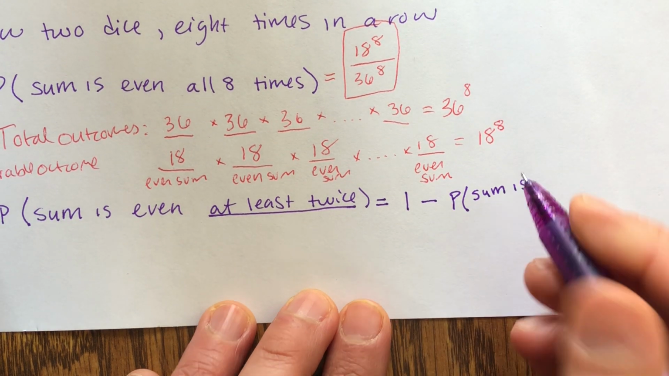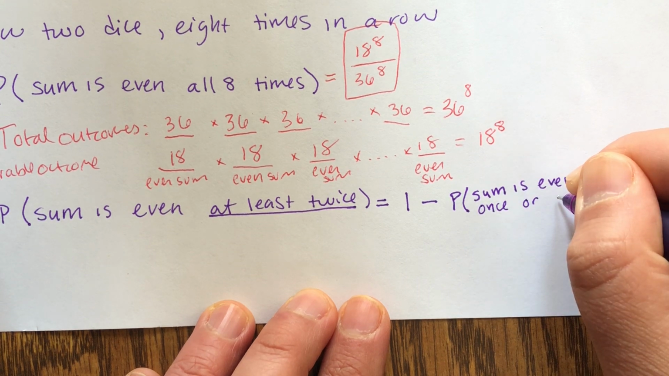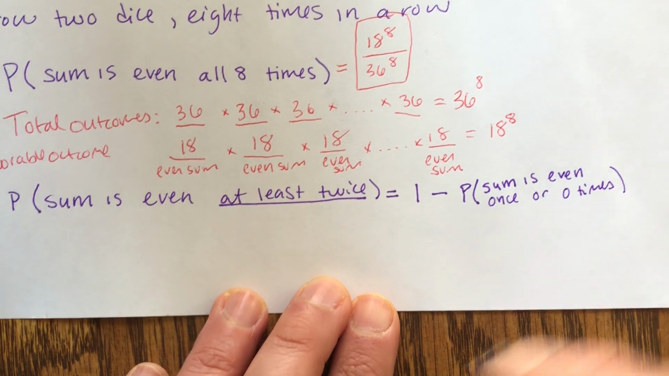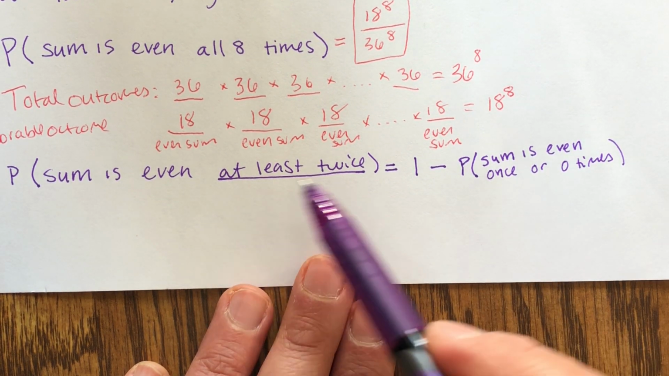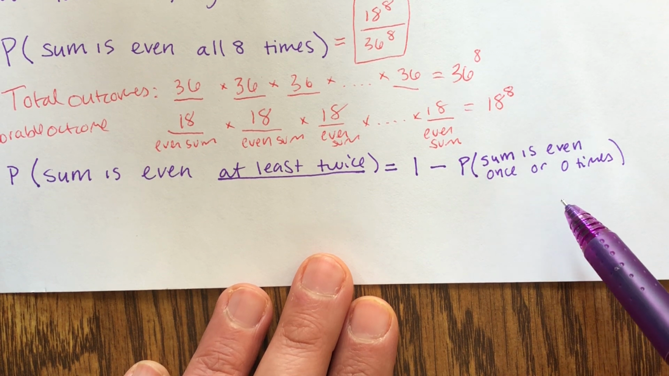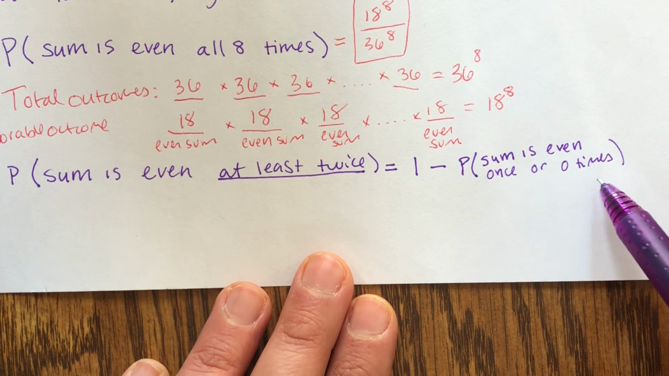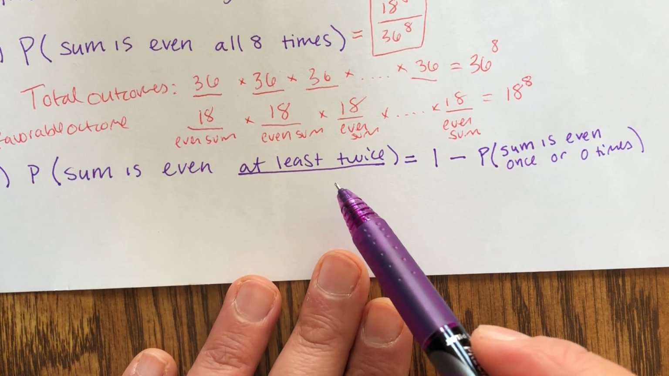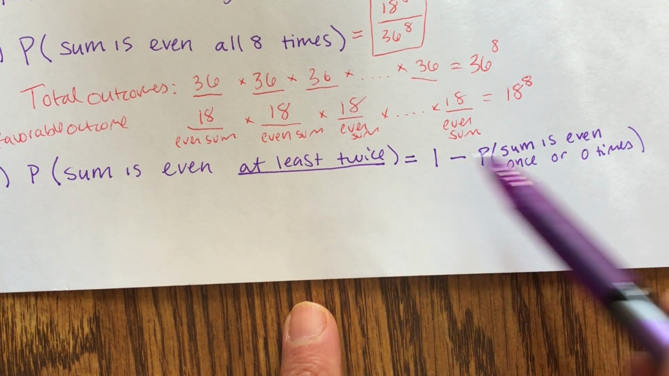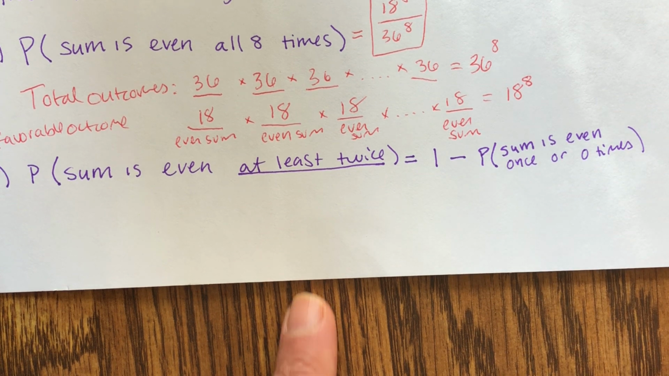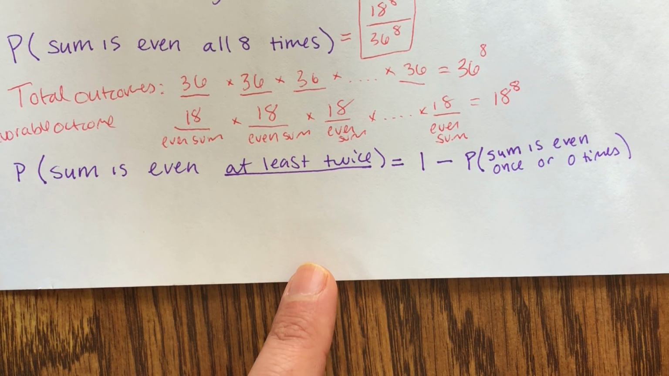Right, so we'll do 1 minus the probability that the sum is even once or 0 times. Remember, the reason that we can do this is because one of these things has to happen. When you throw these dice 8 times, it's either going to be the case that the sum was even once, or that the sum was even 0 times, or that the sum was even at least twice. There's a 100% chance that one of those things would happen, and so those probabilities together need to add up to 100%. So what we'll do is just take this easier one to calculate and subtract it from 100%, or probability 1.